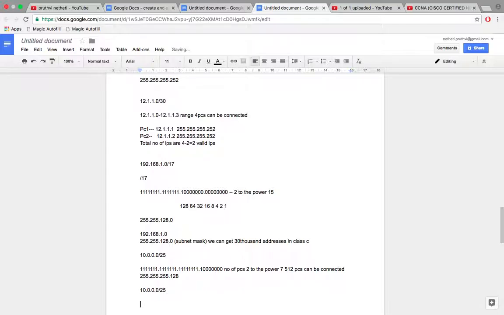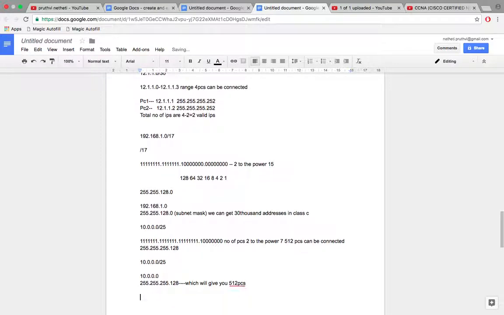10.0.0.0/25 is IP address 10.0.0.0 with subnet mask 255.255.255.128, which will give you 512 PCs. This is how classless IP addresses are very helpful in making sure that we don't waste any IP addresses. That is the reason why these classless IP addresses are adopted in our internet world.